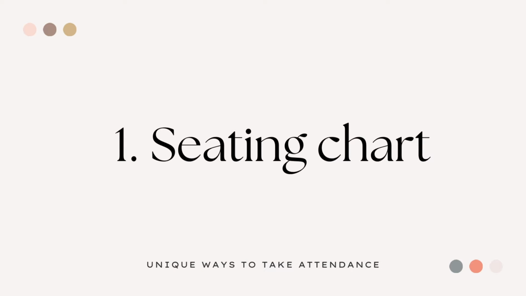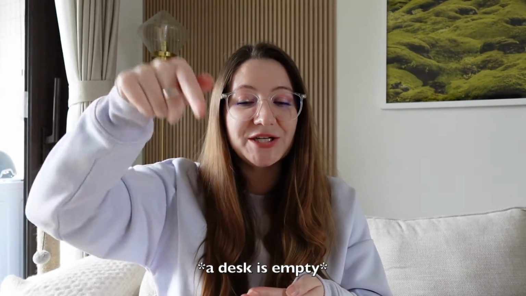Tip number 1 is, of course, most obviously, just use a seating chart. If you're able to do that at your school, just using a seating chart makes it really easy because you're able to walk into the class, and if you notice that a desk is missing, you can just look through your seating chart and realize, oh, okay, Jimmy is not here today.